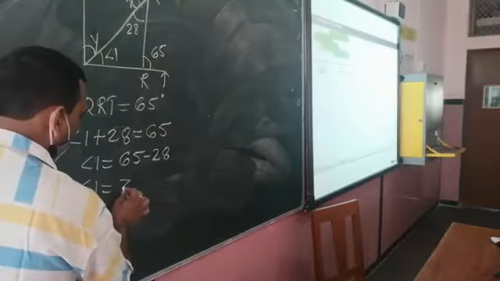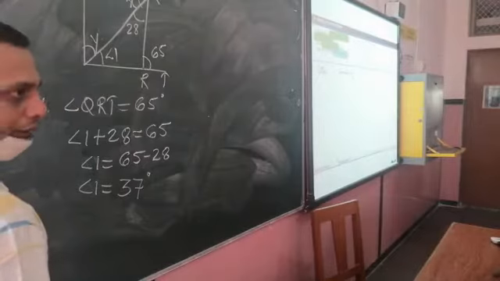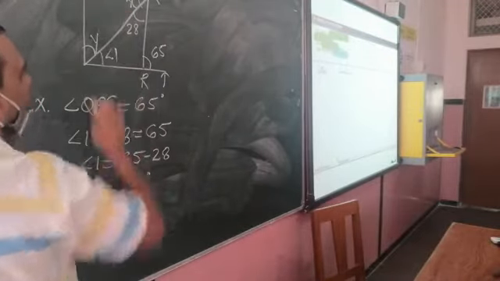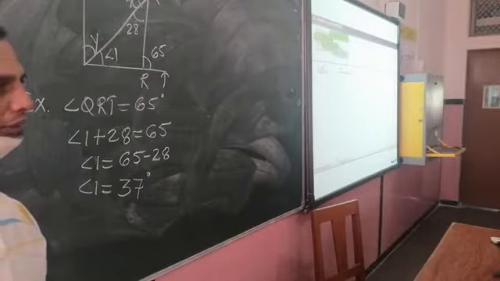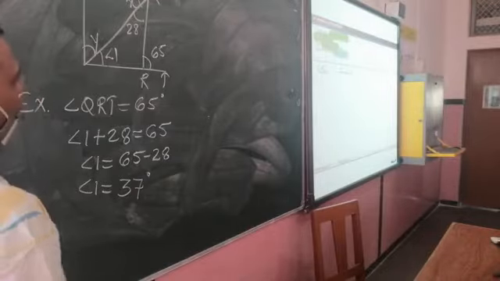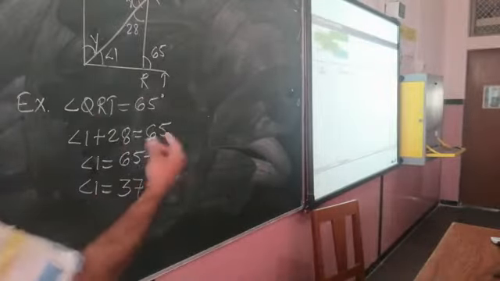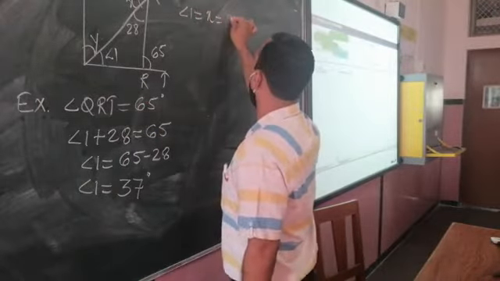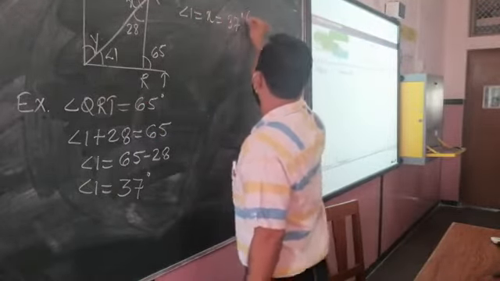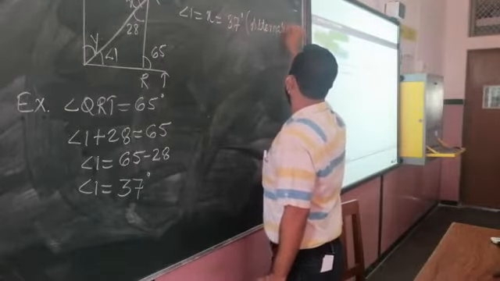37. The x 1 is equal to 37. Now 1 and x, they are which angle? Alternate interior angle. Any doubt? No. So x will equal to how much? Angle 1. We can write here 1 is equal to 37. I am writing here 1 is equal to x equal to 37, alternate interior angle.